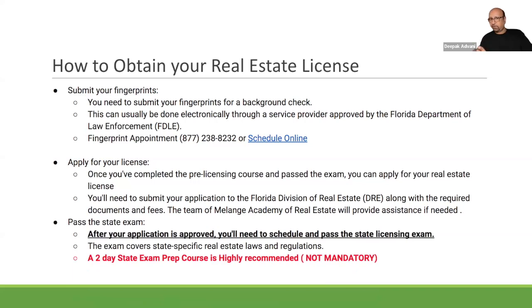It's a state exam prep course, which is not mandatory. Remember, it's not a mandatory course. It's not required by the Florida Real Estate Commission for you to apply to take that class. But at the same time, this is something that has been very useful. It's a 2-day class that you can take after you have completed your pre-licensing course and your end of the course exam, and then you are ready to take the state exam. I would highly recommend that you attend one of these classes because those are definitely beneficial for you.